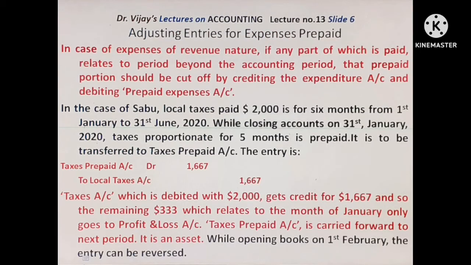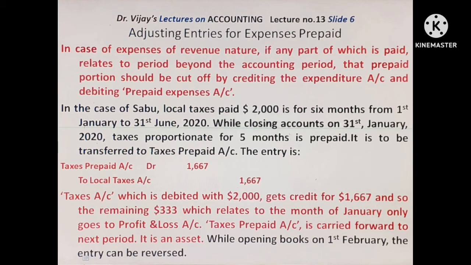Adjusting entries for expenses prepaid. In the case of expense or revenue nature, if any part of it which is paid relates to the period beyond the accounting period, that prepaid portion should be cut off by crediting the expenditure account and debiting the prepaid expense account, because only the current period's expenditure can be transferred to profit and loss account.